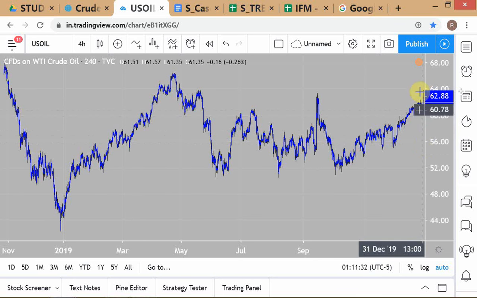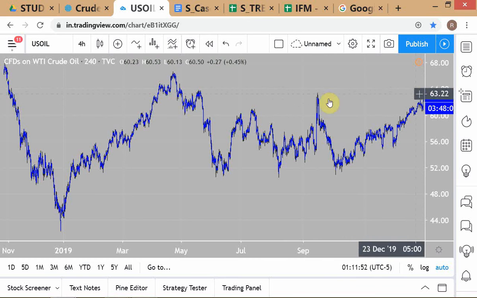So this guy was very instrumental in Iraq and other parts of the Middle East. From a technical point of view, you can see the significance of this move. This previous high has been broken. Can you see that? 16 September 2019. That high has been broken.